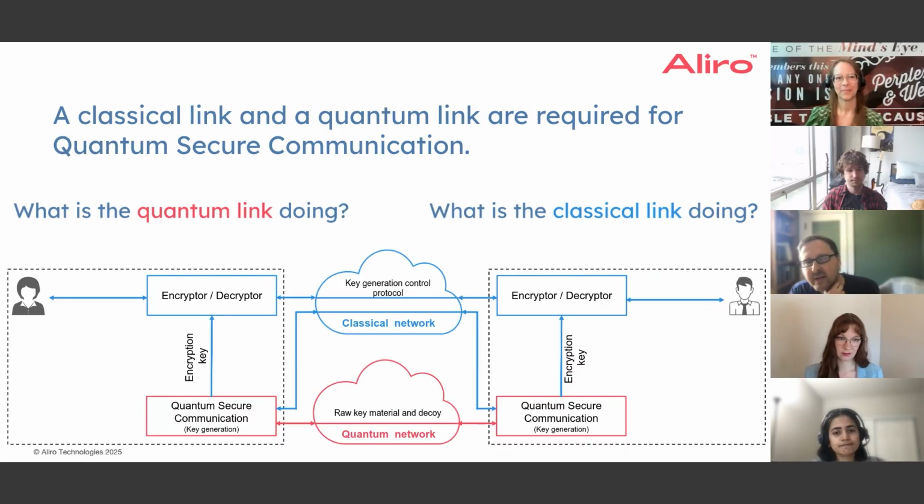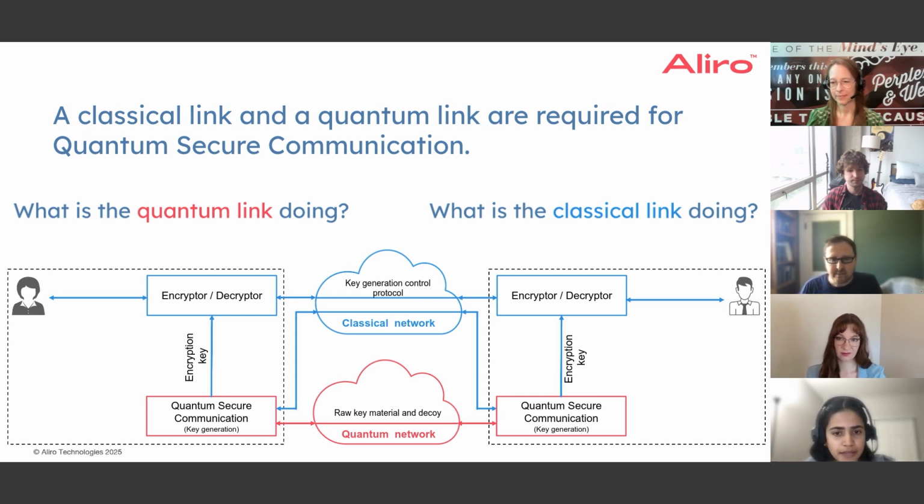The next question is, a classical link and a quantum link are required for quantum secure communication. What are the quantum and classical links doing? Maybe I can start with what the quantum links do. Across various steps in BBM92, quantum and classical links work hand in hand.